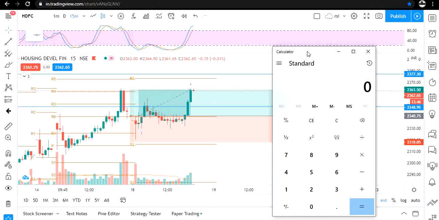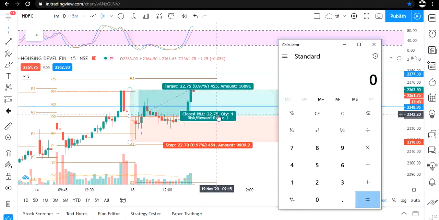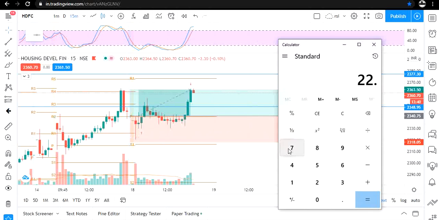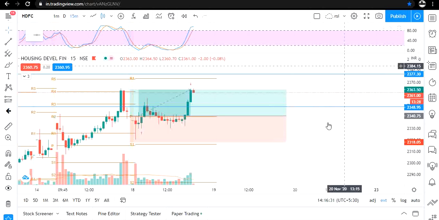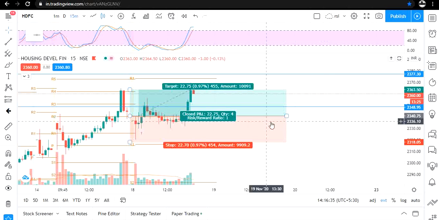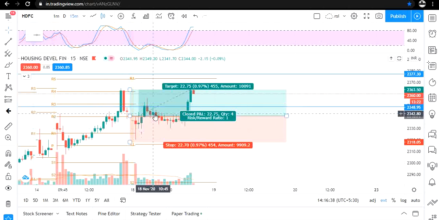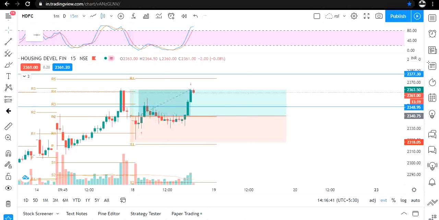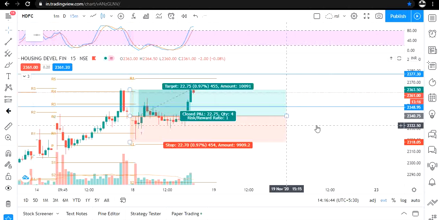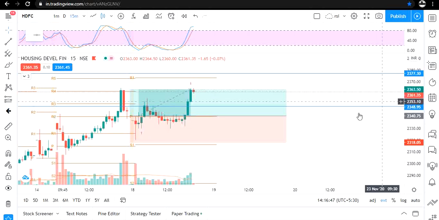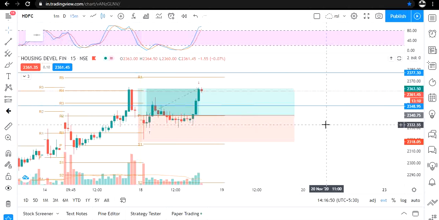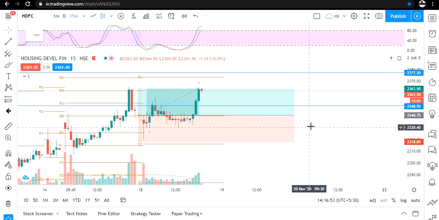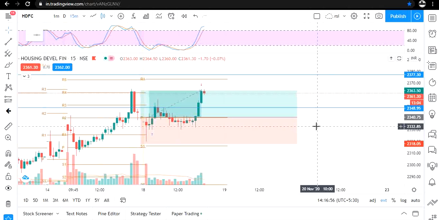Okay, so traders, our target points were 22.75, and our quantity was 4. So traders, our today's total profit is 91, and as you all know, we take a maximum risk of 100 rupees daily. So by a risk reward ratio of 1:1, we have made a total profit of 91 rupees today. Okay traders, because when I do trading, I take a maximum risk of 100 on a daily basis. So this is our today's profit, traders, and this was our today's total trade.